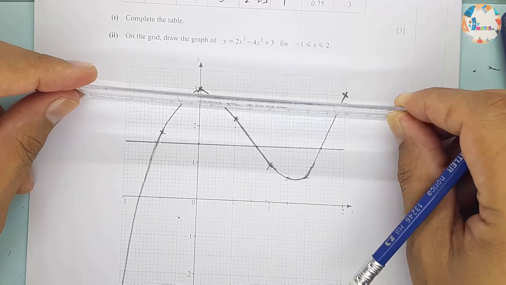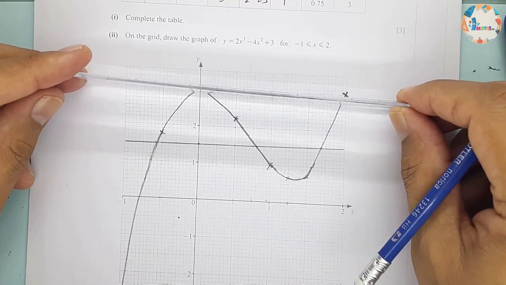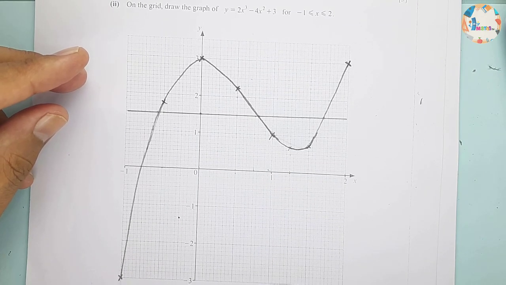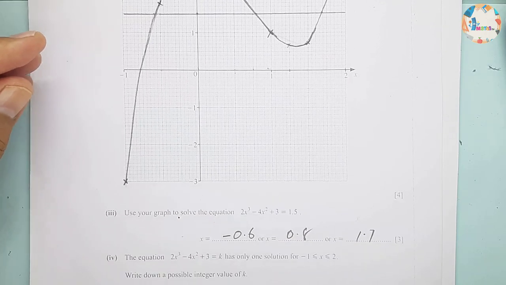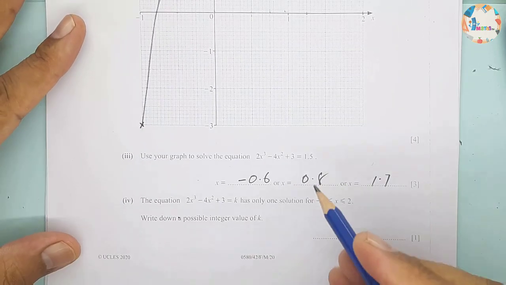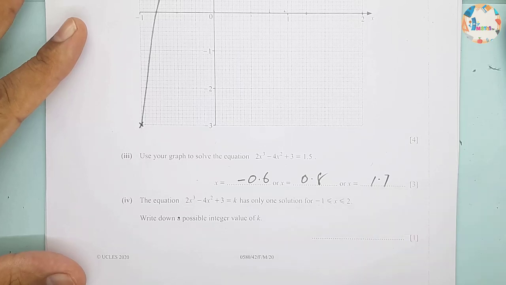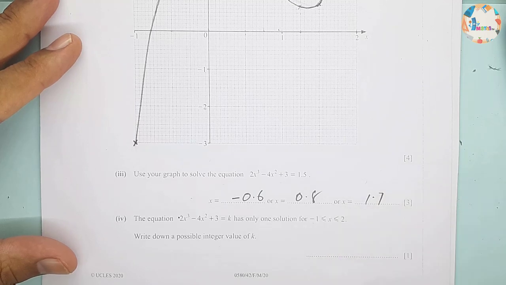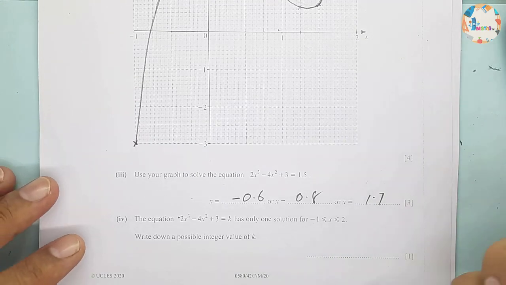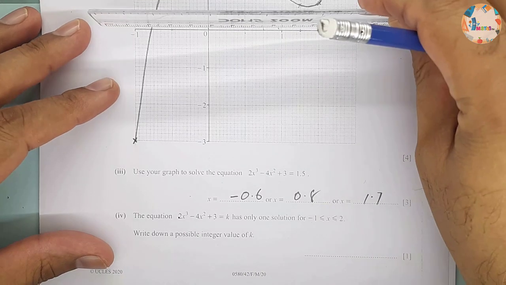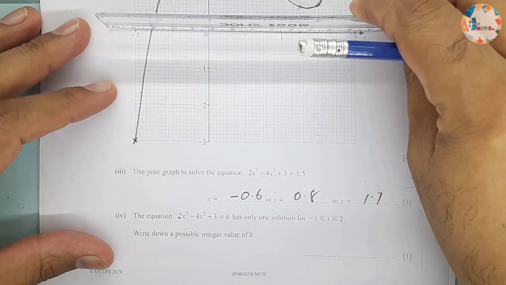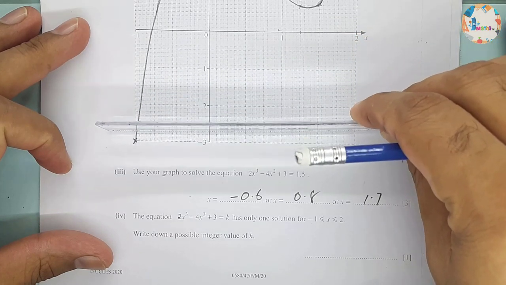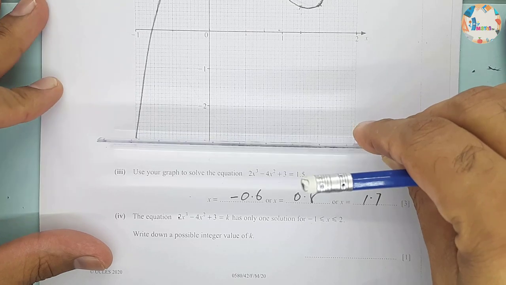Up to this one. So they are saying, what's the possible value of k? So from minus 1 to 2, for this one we can write any value. For example, y is equal to 0 will be this one having one solution, y is equal to minus 1 will be one solution, y is equal to minus 2 will be one solution, even y is equal to minus 3 will also be one solution.